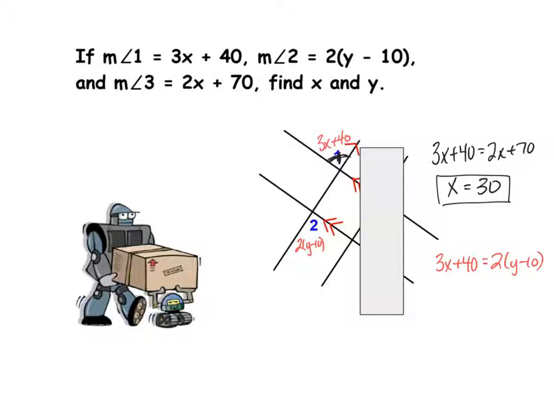I have the problem of x and y, but keep in mind, we just solved for x up here. So really we have 3 times 30 plus 40 equals 2 times the quantity of y minus 10. 3 times 30 is 90, and 90 plus 40 is 130. So really, I could have just said earlier, this is a 130-degree angle, and then set 2y minus 10 equal to 130 degrees. Either way is fine. To solve for y, I'm going to divide by 2, so I get 65 equals y minus 10. Then I'm going to add 10 to both sides, so I have 75 equals y.